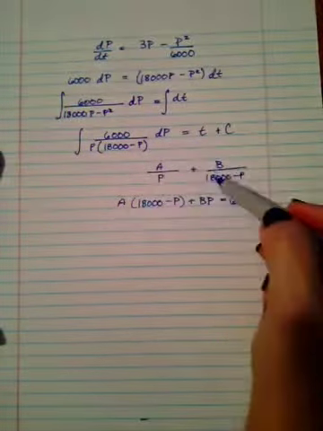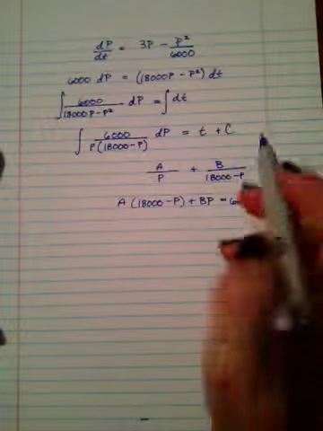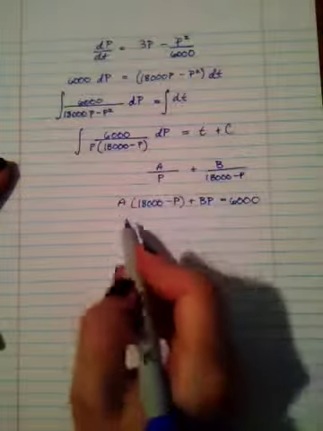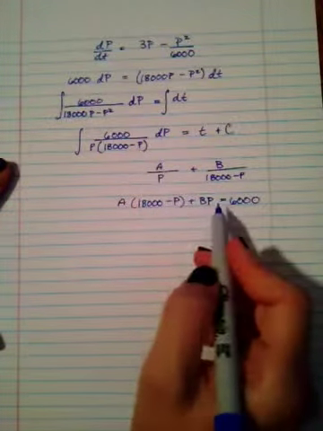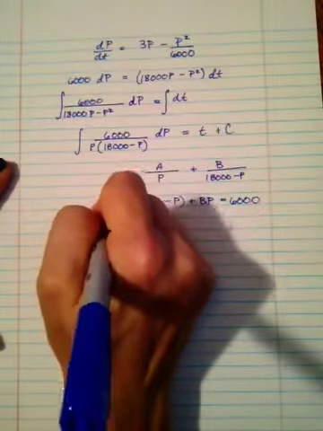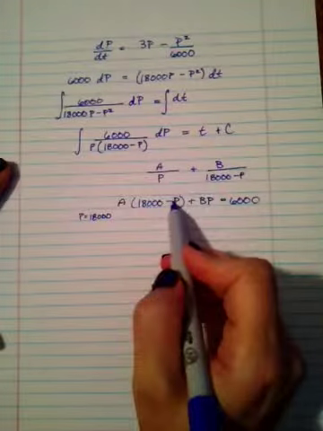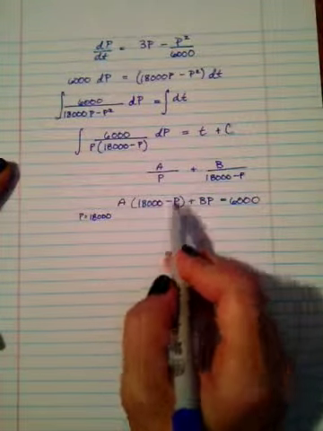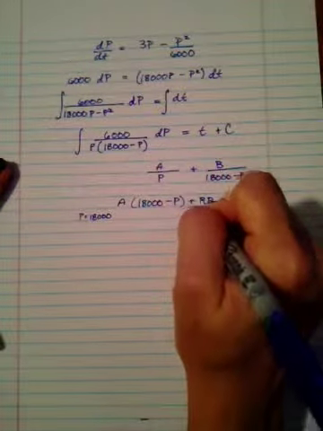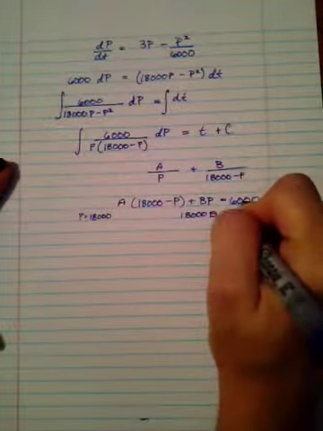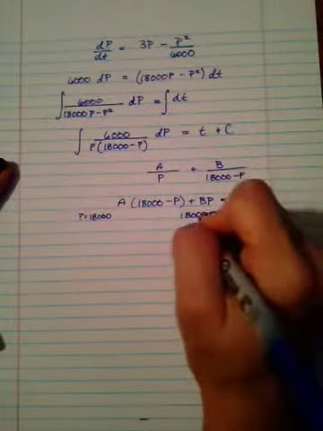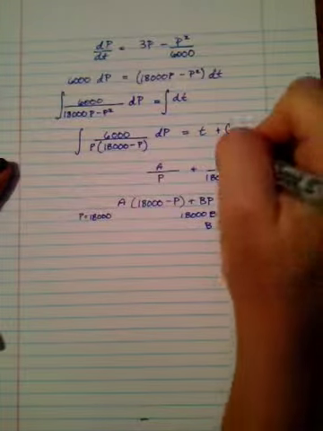So the a gets multiplied by this, the b gets multiplied by that, because these are multiplied, and that has to equal 6,000. So I pick two different populations that will make each one of these go to 0. If I pick p equaling 18,000, 18,000 minus 18,000 goes to 0. That cancels out my a, and I'm left with 18,000 times b equals 6,000. So I know that my b equals 6,000 over 18,000, or 1/3.